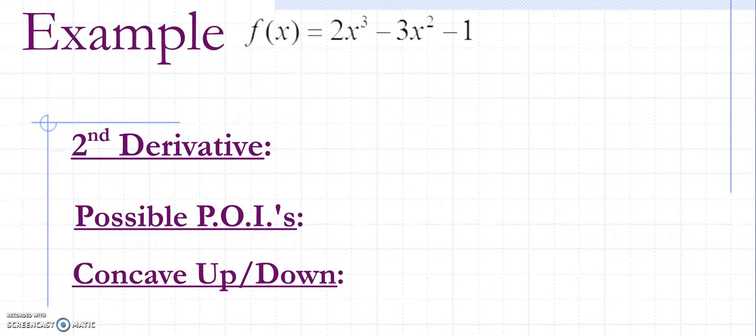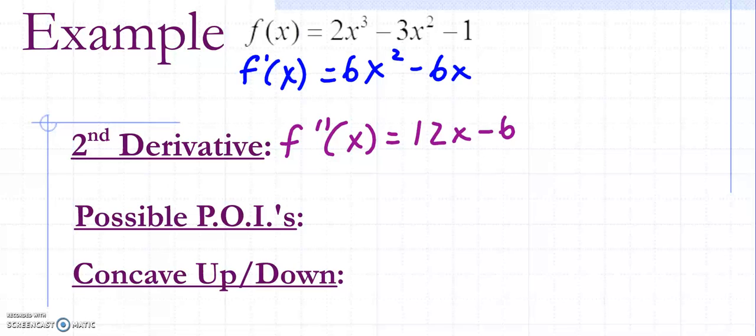So let's do an example of finding inflection points. I have this function here. I want to find the second derivative, and then I'm going to use the second derivative to find possible points of inflection, or PPOIs, as I like to call them, because that's a great abbreviation. All right, so I want you to pause the video and find the second derivative. Unpause when you're ready to check, and then we will move on. Pause the video now.